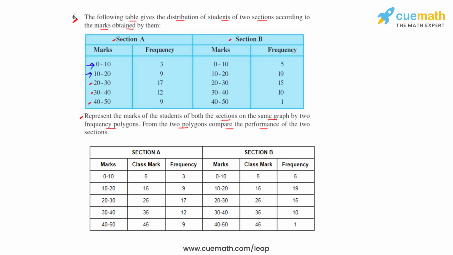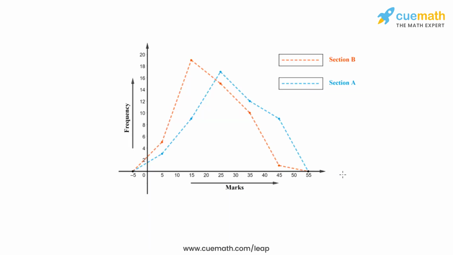Now we will have to make the frequency polygon. For that, we take the class marks on the x-axis and the frequency on the y-axis. So let's draw the two frequency polygons for section A and section B. So we can see that we have drawn two frequency polygons for section A and section B.